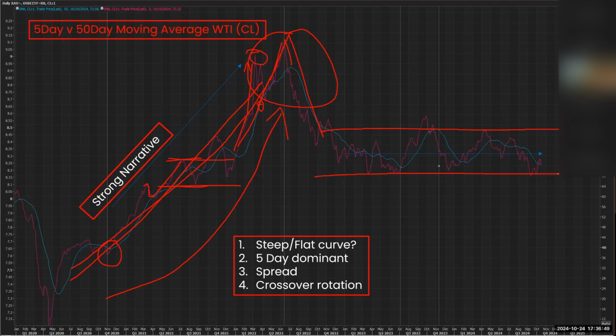Now, why does this matter? Because we definitely don't want to be selling it there and buying it there because there is no trend in this market. Now, sure, at some point that might change.